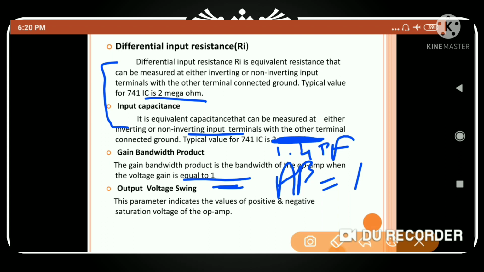Next one, output voltage swing. This parameter indicates the value of positive and negative saturation voltage of an op amp. Means in the ideal voltage curve I gave, that is the saturation from positive to negative. Means if you want an output in between these two swings, you can calculate the values. So this parameter, output voltage swing, means what? It is in between the positive and negative saturation.